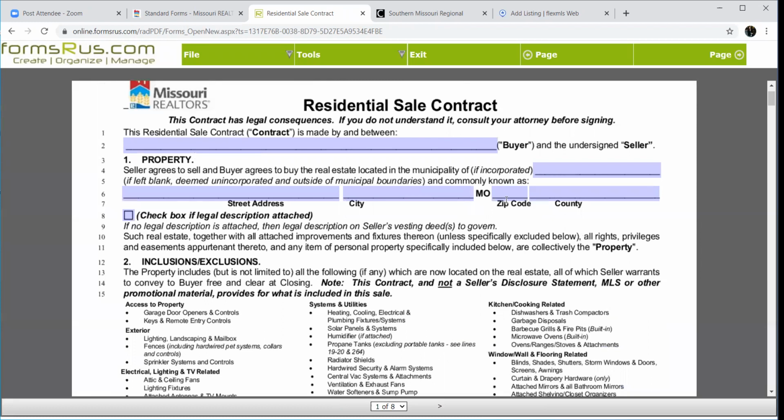And the only entity that can convey that is the person or persons that actually own that particular property. So I'm making an offer on a property and whoever owns it has to respond to me. Therefore we don't have to have the seller there. If the property is located within the city limits of any city, Republic, whatever, Springfield, Nixa, Ozark, that needs to go in this blank here. If it's out in the country and outside the city limits, you can leave this blank, okay? Street address, city, zip, and county.